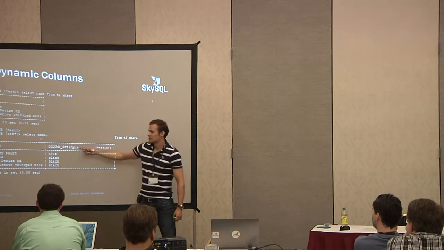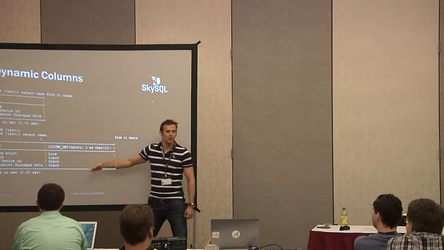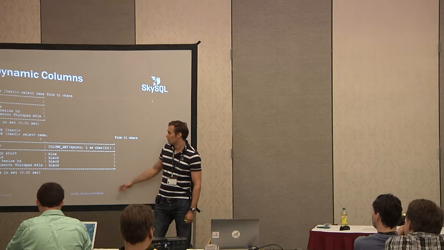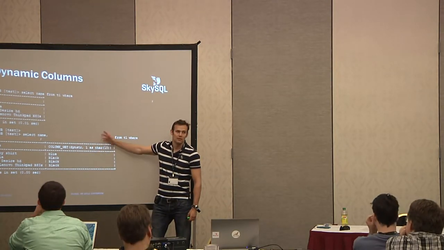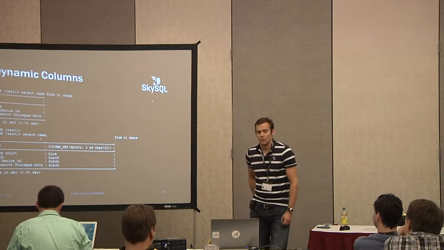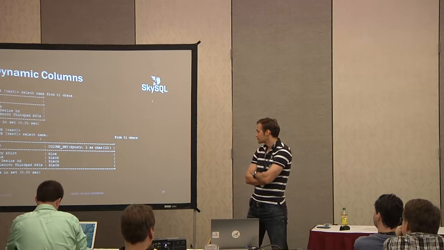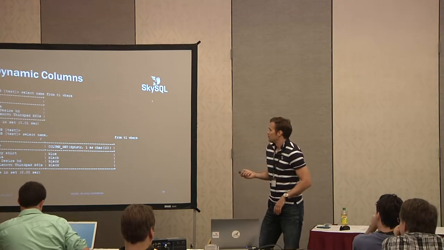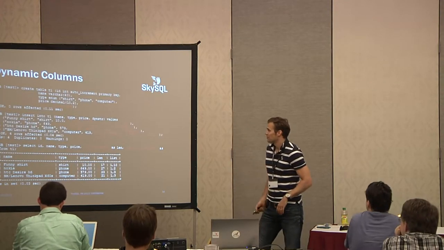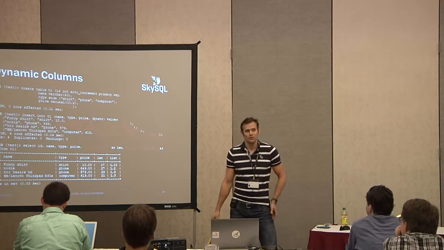So you create a virtual column which gets the color value of every single object in this dynamic column, and then you can index on this. And there you have an index to look for the color. Typically, color might not be what you want to index, but you might want to index something else, and you can do it through the virtual columns. So that's pretty cool. It's not exactly JSON, but it's kind of close to JSON.